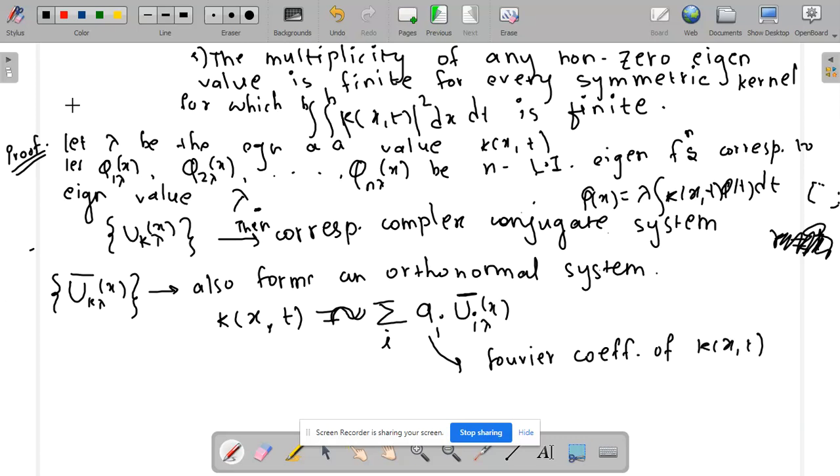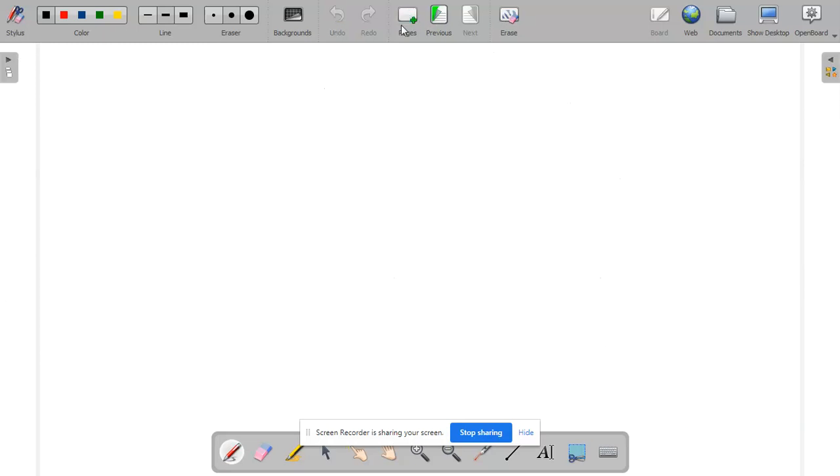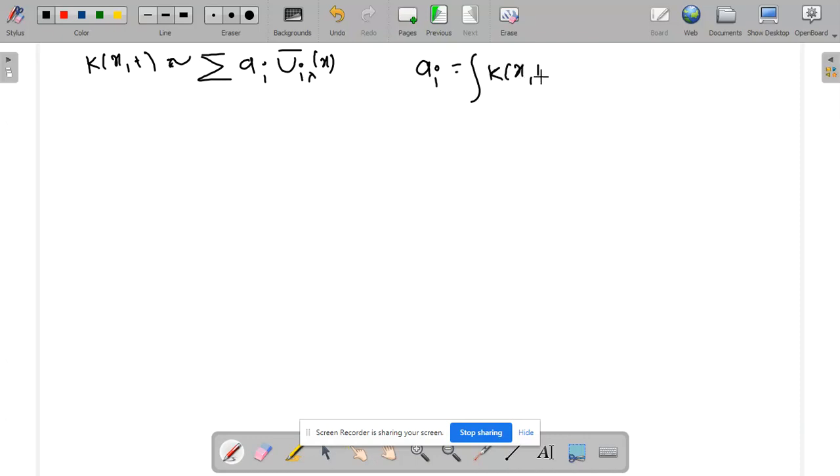And the formula for this is, I'm writing k(x,t) as summation a_i u_i lambda of x bar, where a_i is the Fourier coefficient of k(x,t), and that a_i is calculated by this formula: integral of k(x,t) u_i lambda of t dt.